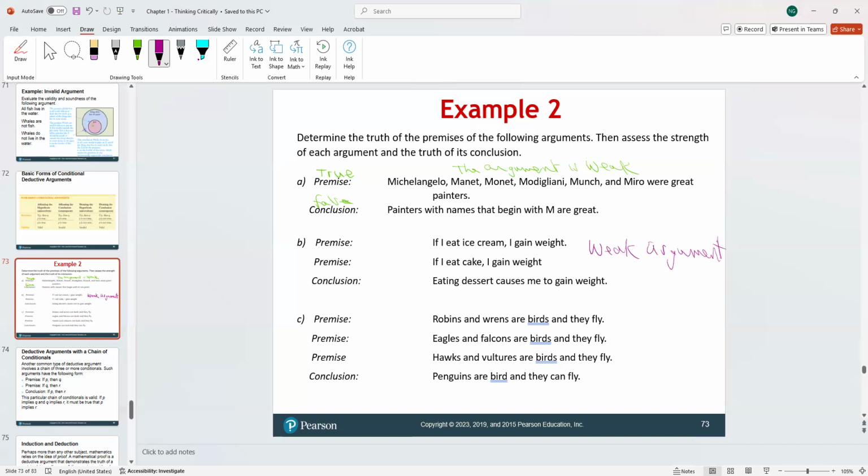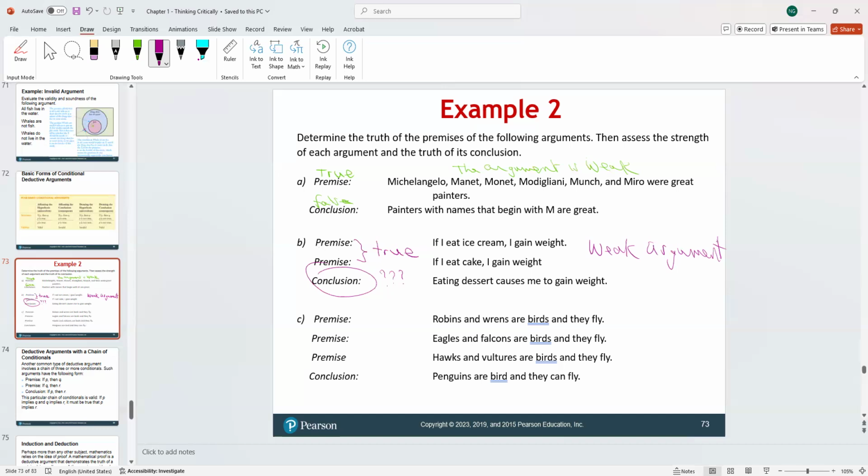I'm not going to say totally false, but the premises may be true. This conclusion you can put a question mark on, because it may not be true. If you can identify a few desserts that you eat without gaining weight, then you can say the conclusion is false.